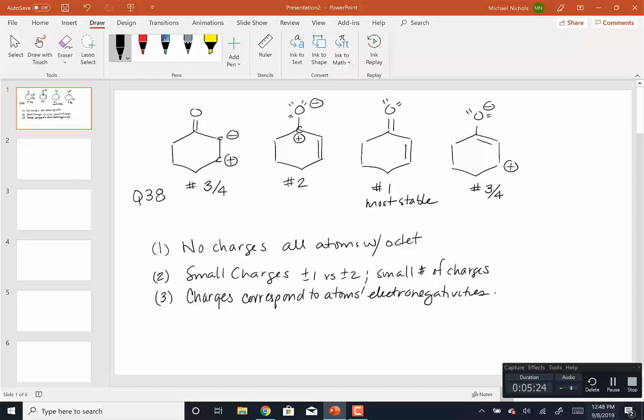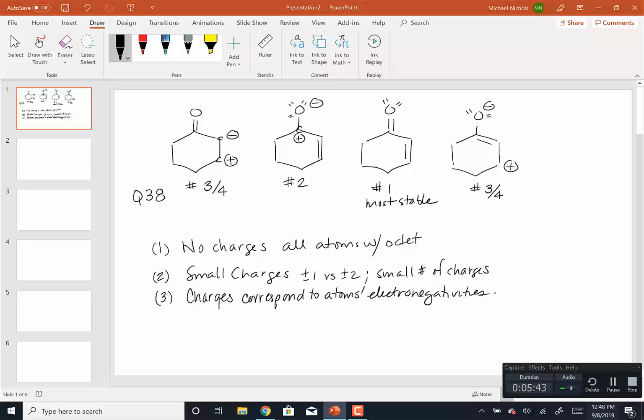So this is, in my opinion, a poorly worded question, and it's not something that we would do. We'll go over some resonance structures in class that are far more important and more along the lines of what we really should be doing.